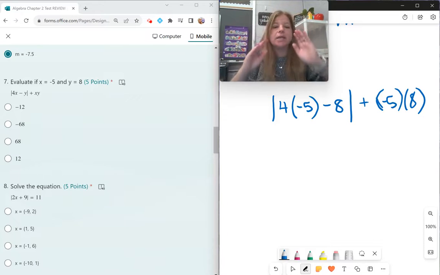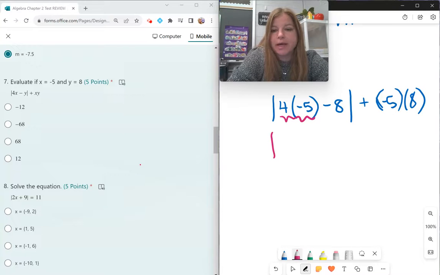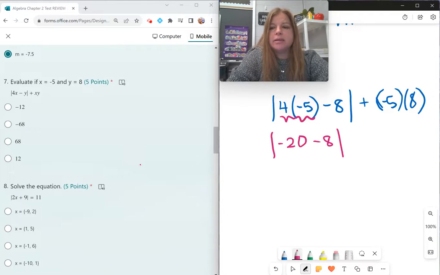Okay, so the rule is we simplify what's inside the absolute value bars until it gets down to just one number. Then when it's the absolute value of just one number, we can actually apply the absolute value. So I have to simplify what's in this expression first. The first thing I'm going to do is 4 times negative 5. So that's the absolute value of negative 20 minus 8, close the absolute value bars. Now plus negative 5 times 8.